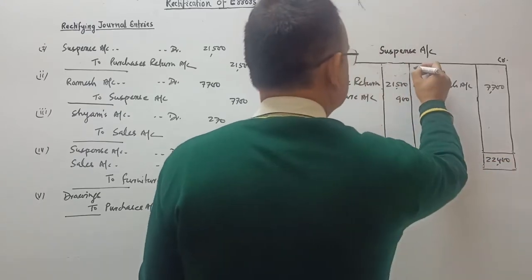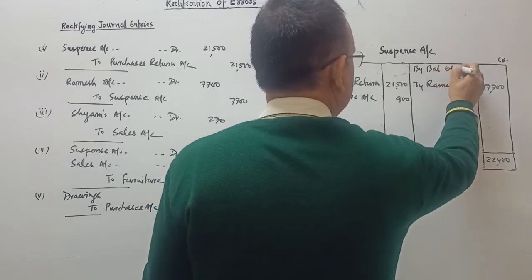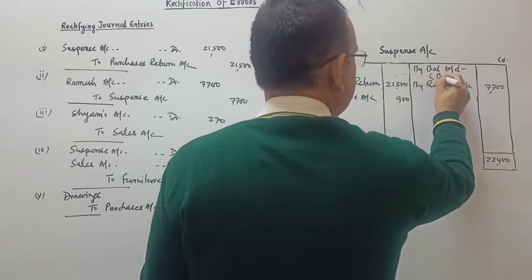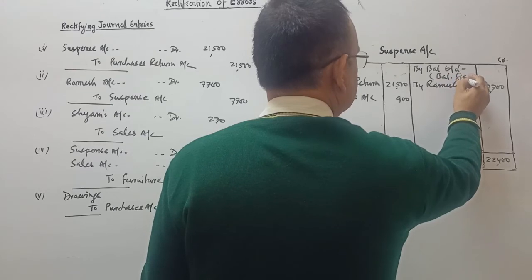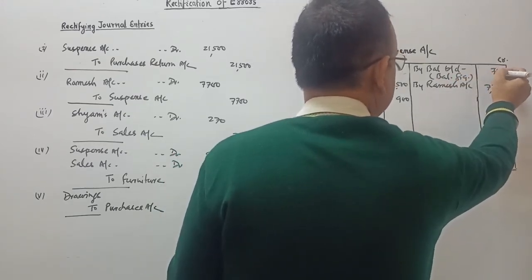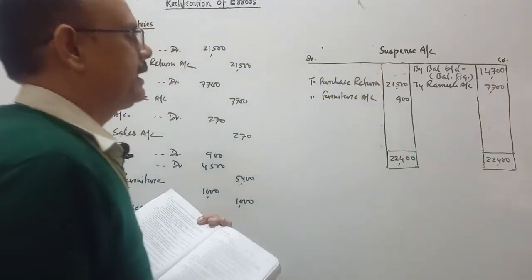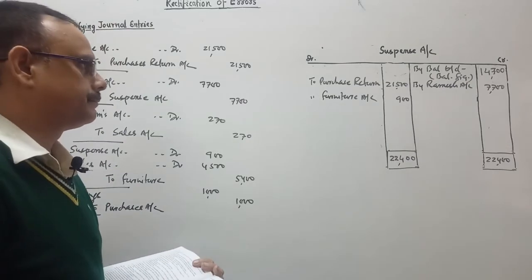So debit side total is more. It means suspense account has a credit balance, by balance brought down. This will be the balancing figure. You write the balancing figure. So difference will be 14,700. 14,700 is the balancing figure.